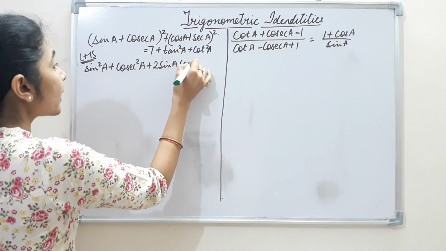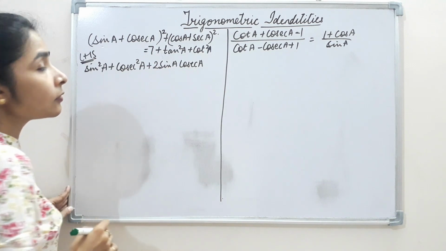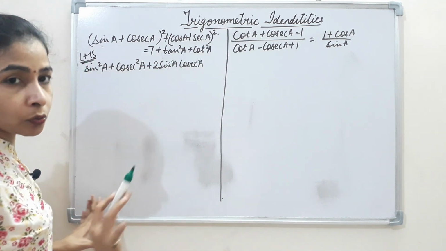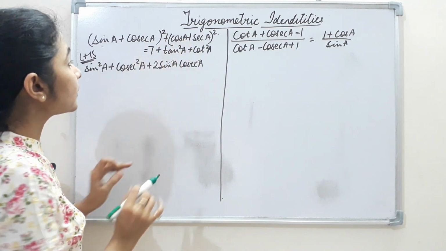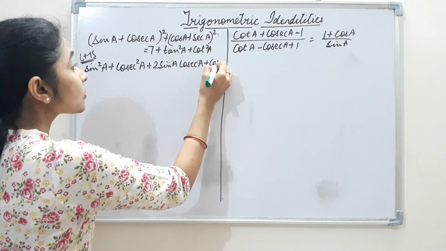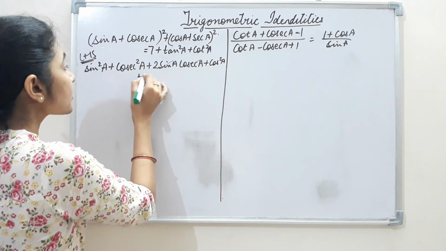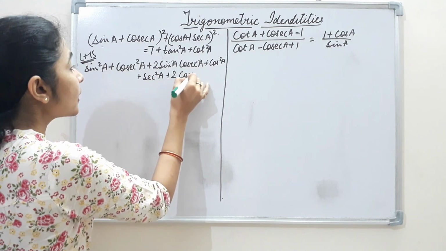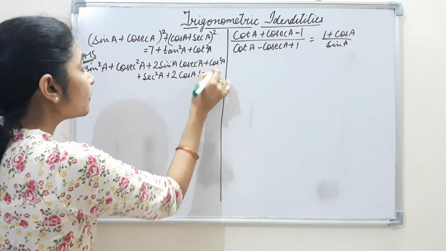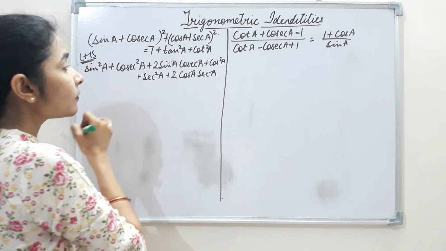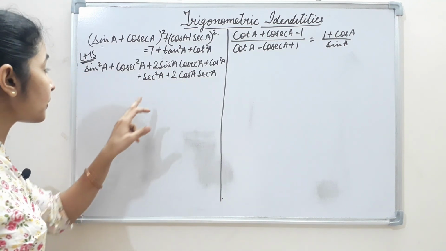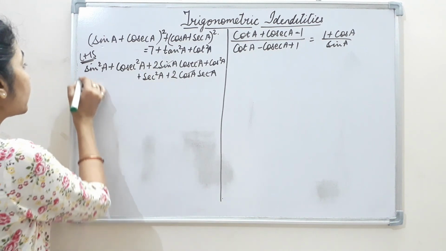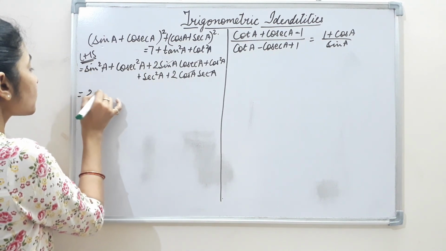Now we know that sin and cosec are the inverse of each other. So both of them cancel and we have got only 2 here. Similarly, opening this bracket, what do we get? Plus cos square A plus sec square A plus 2 cos A sec A. Again we know that cos and sec are the inverse of each other, so we cancel both of them. So here we have got 2 and here also we have got only 2. So in the next step, we just write 2 plus 2.